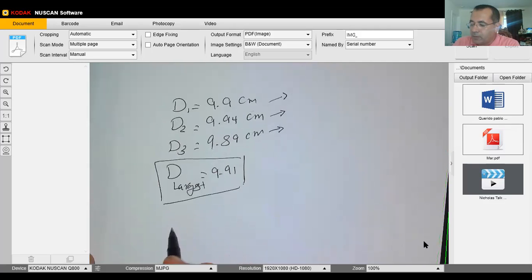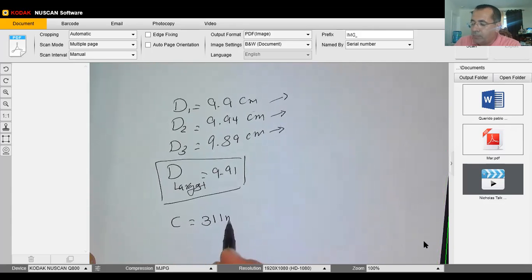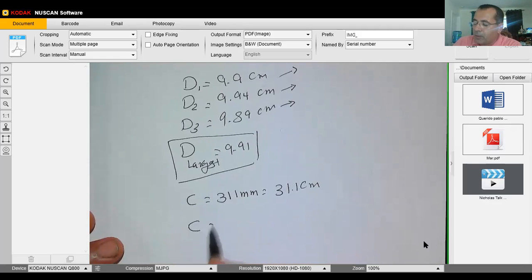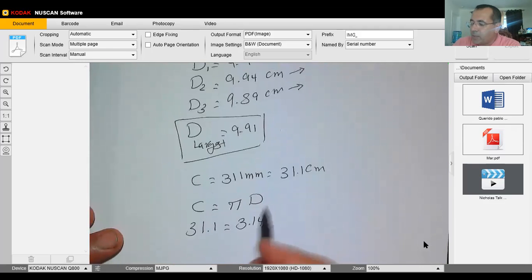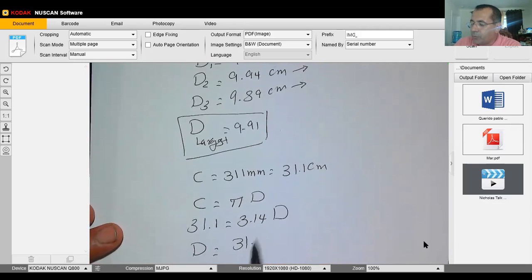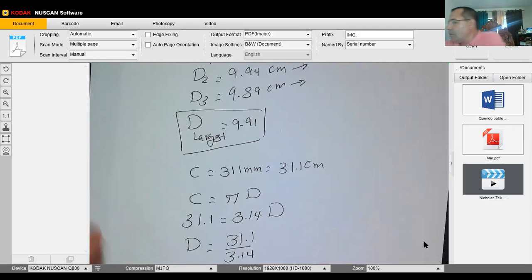So circumference C is 311 millimeters, which is 31.1 centimeters, and circumference of a circle equals pi times diameter. So 31.1 equals pi, 3.14, times diameter in centimeters. So diameter equals 31.1 divided by 3.14. So this is my calculator.